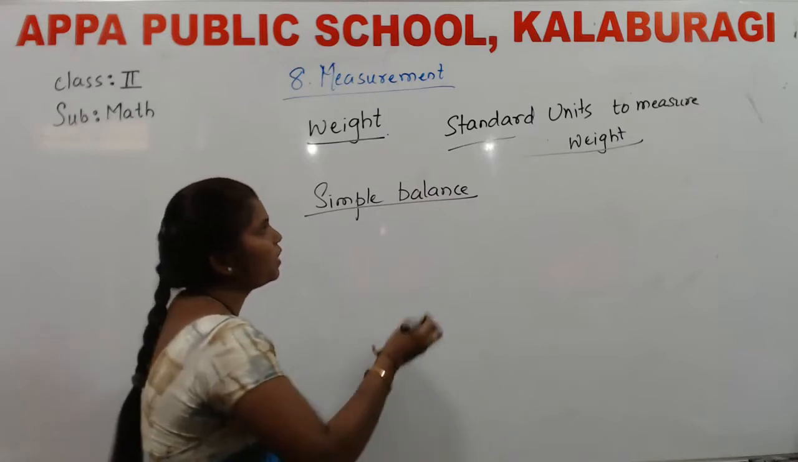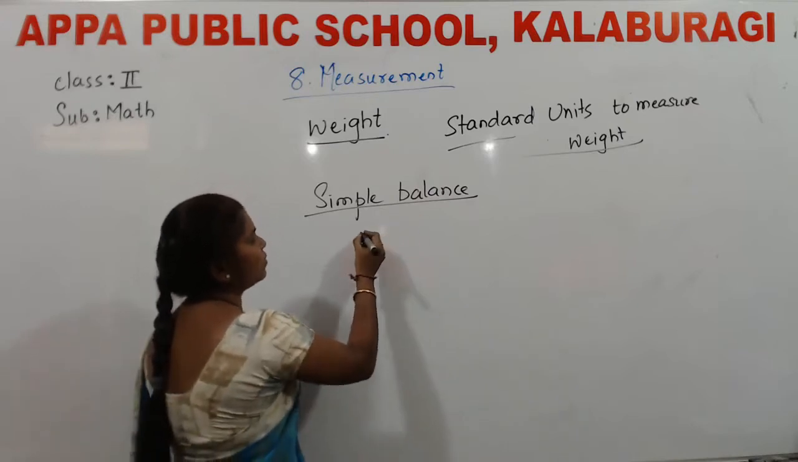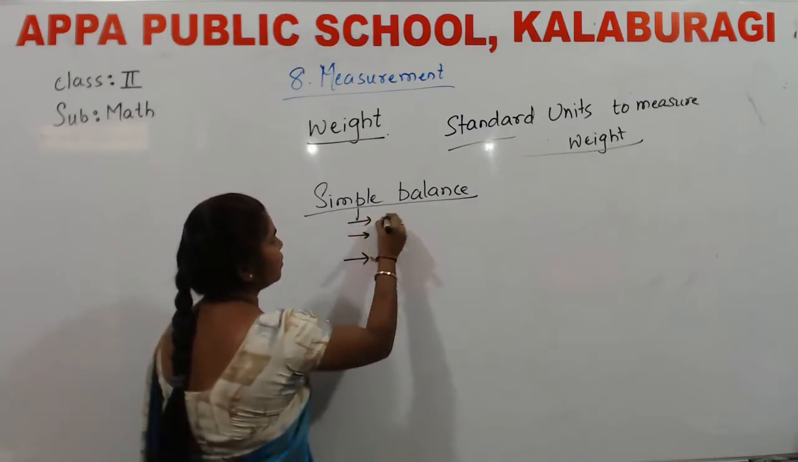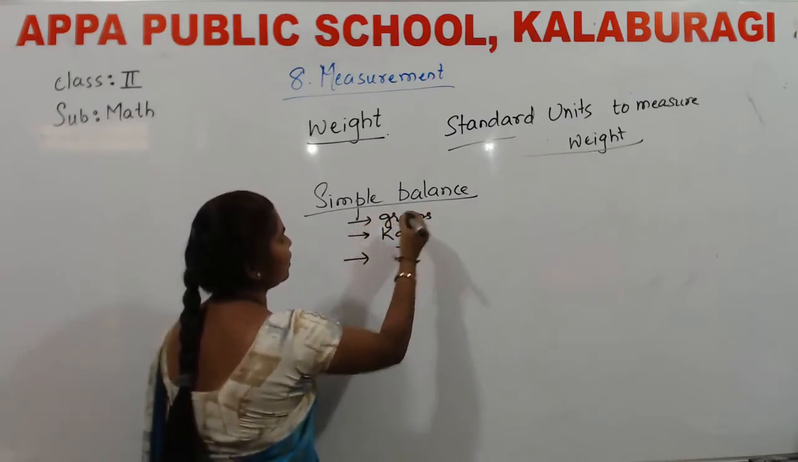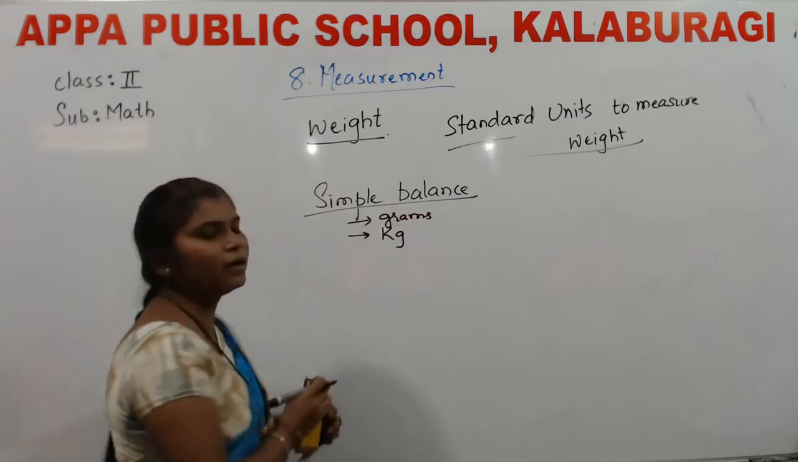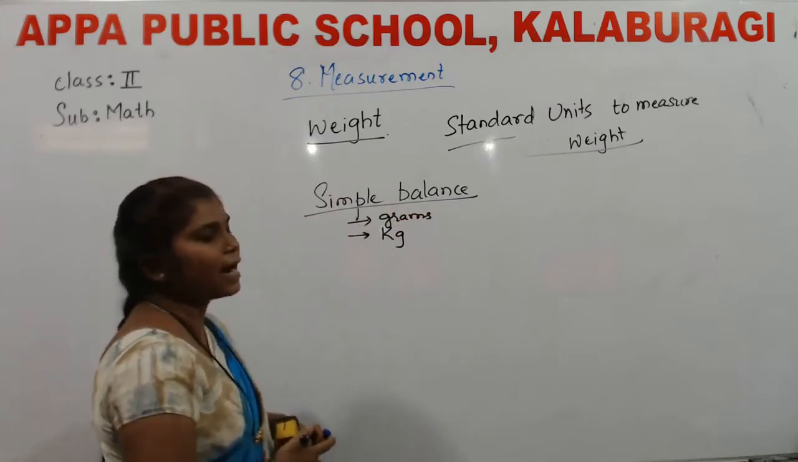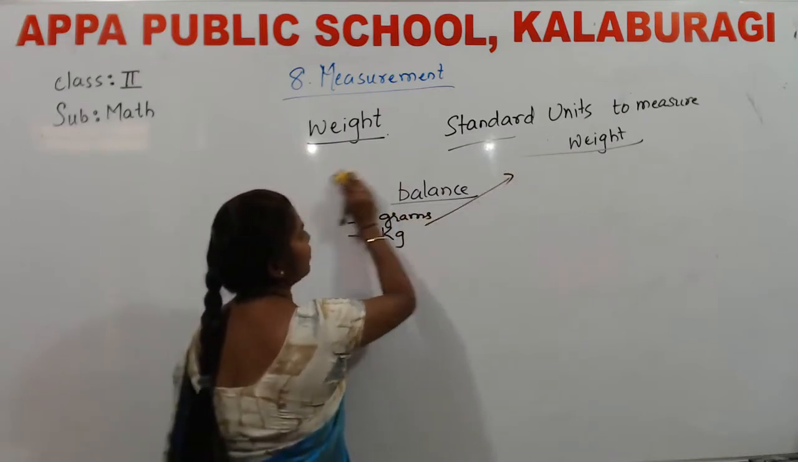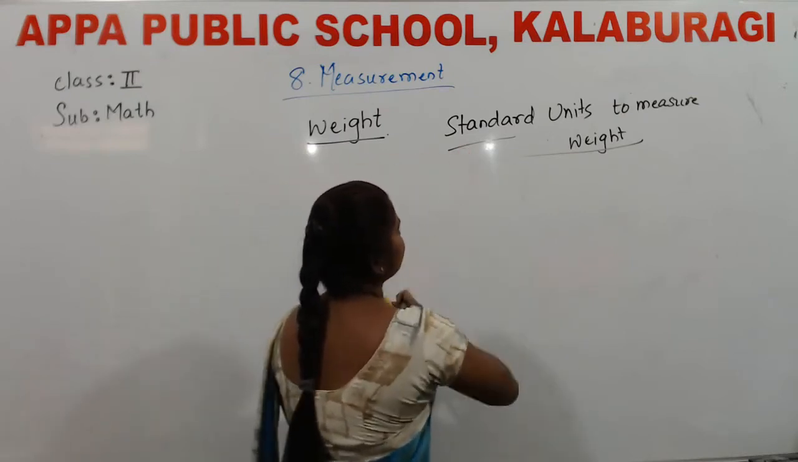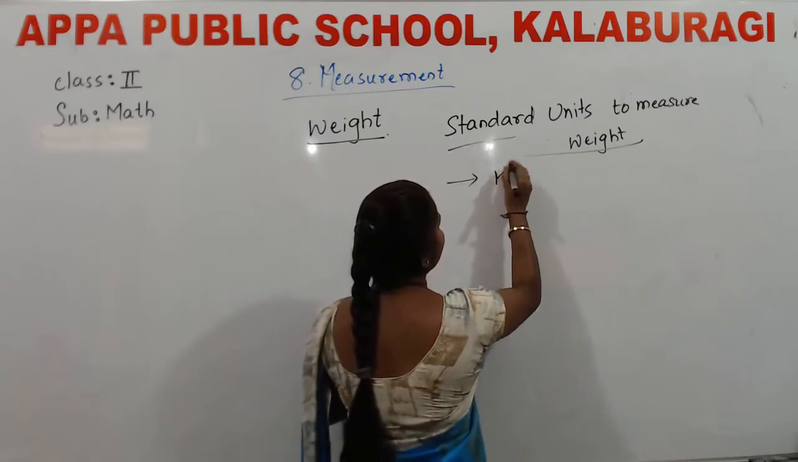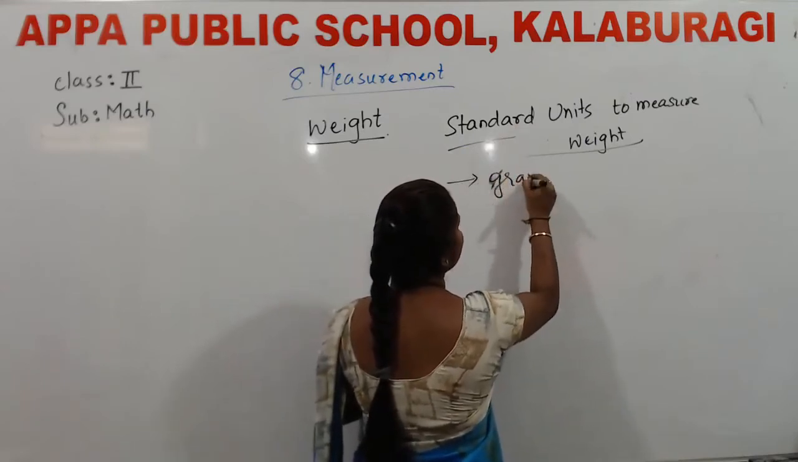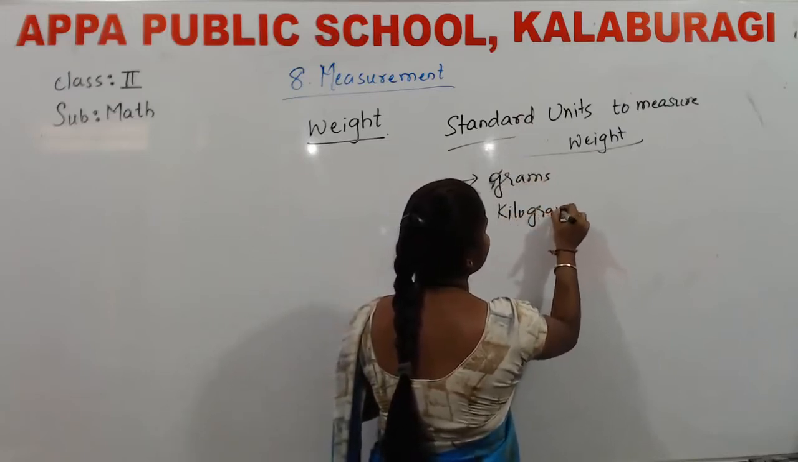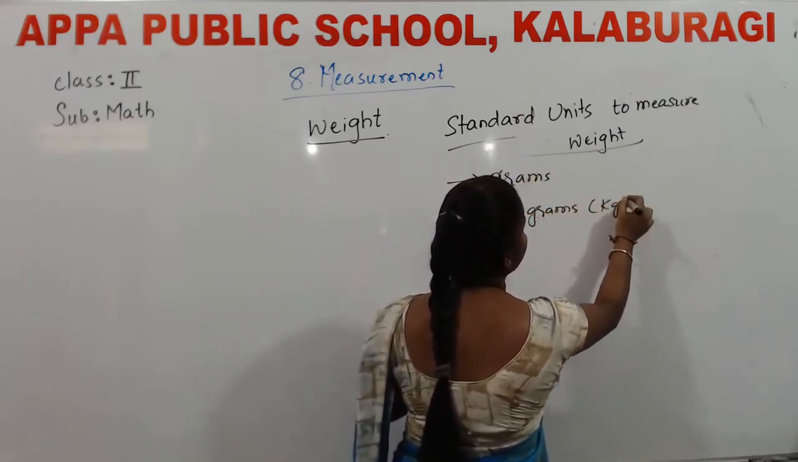So, the standard units are kg, grams, okay? Kg and grams are your standard units to measure weight. So, what are the standard units? Grams and kilograms. So, this is kg.